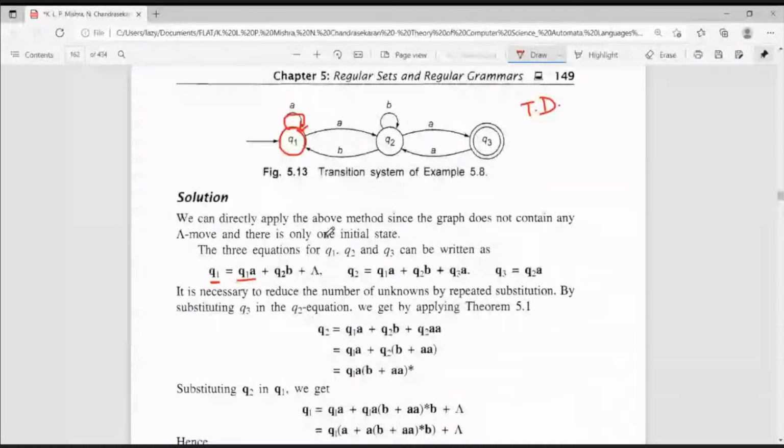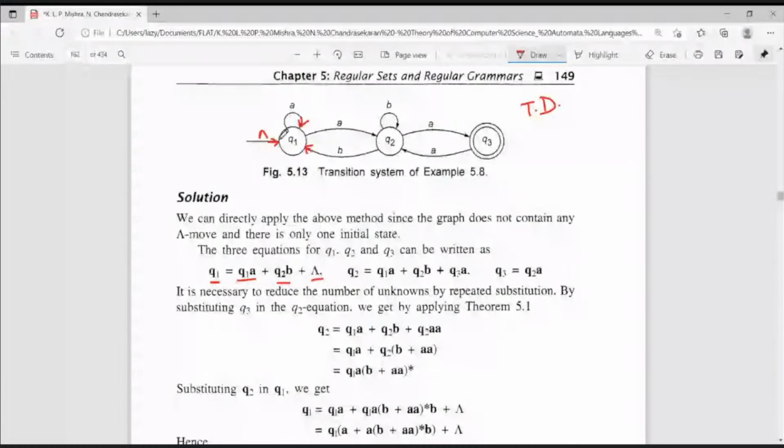Here we are trying to create an equation for the state q1. Basically we observe which arcs are pointing into q1. One is this a, another one is this one pointing in, and one more is this one. So three arrows are pointing into q1. We can write that as q1a, q2b, and this empty string. So empty is over here, and we can write an equation for q1.